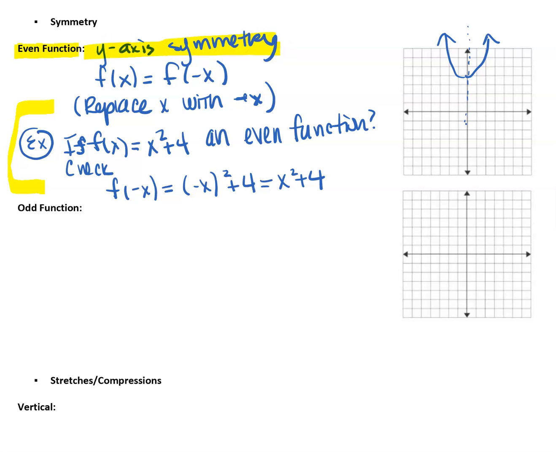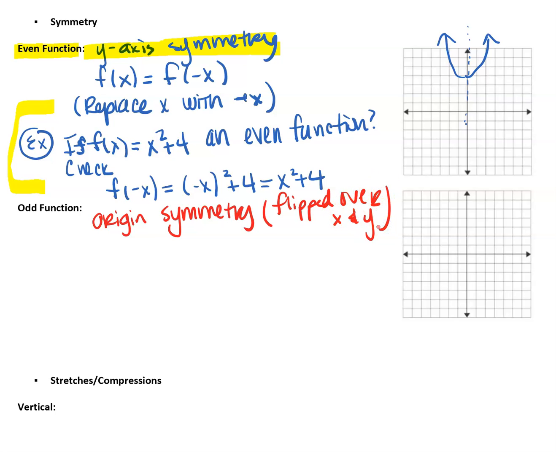So let's look at an odd function. An odd function is going to have origin symmetry. That means it's going to be flipped over x and y. How do we check for this? We're going to say, is f of negative x equal to negative f of x? So can I apply that negative on the outside and inside and it outputs the exact same function? Let's do an example of that.